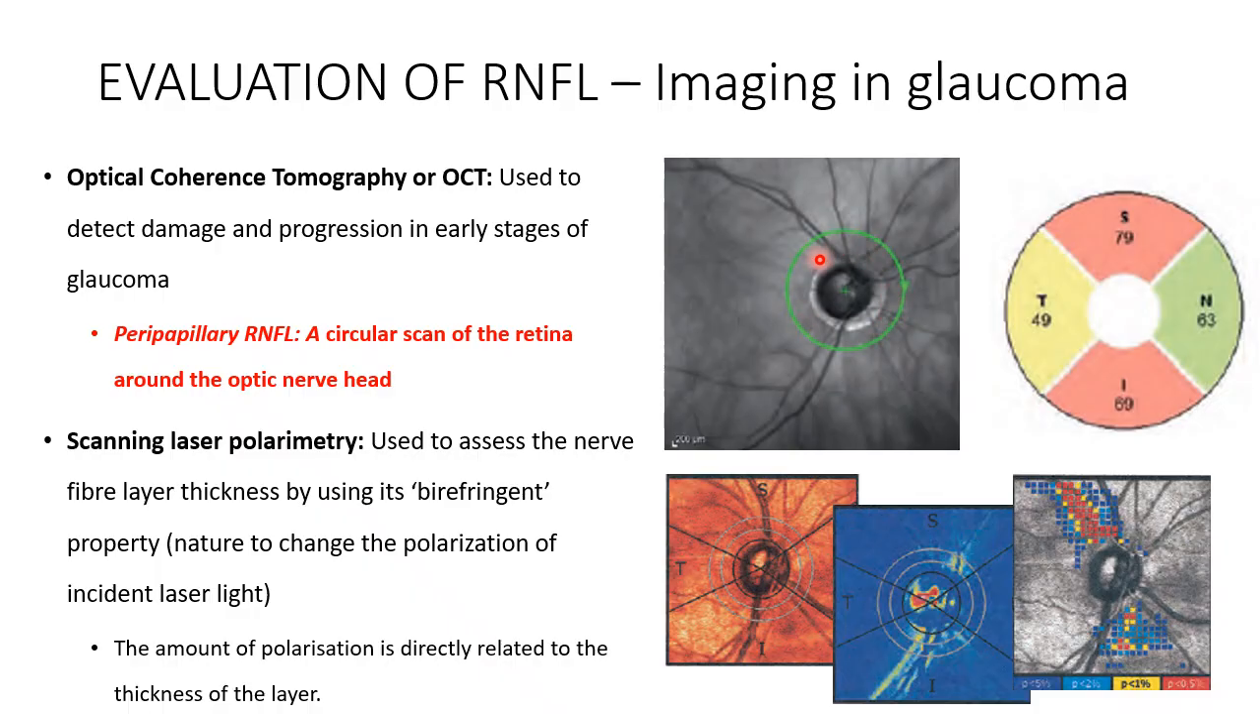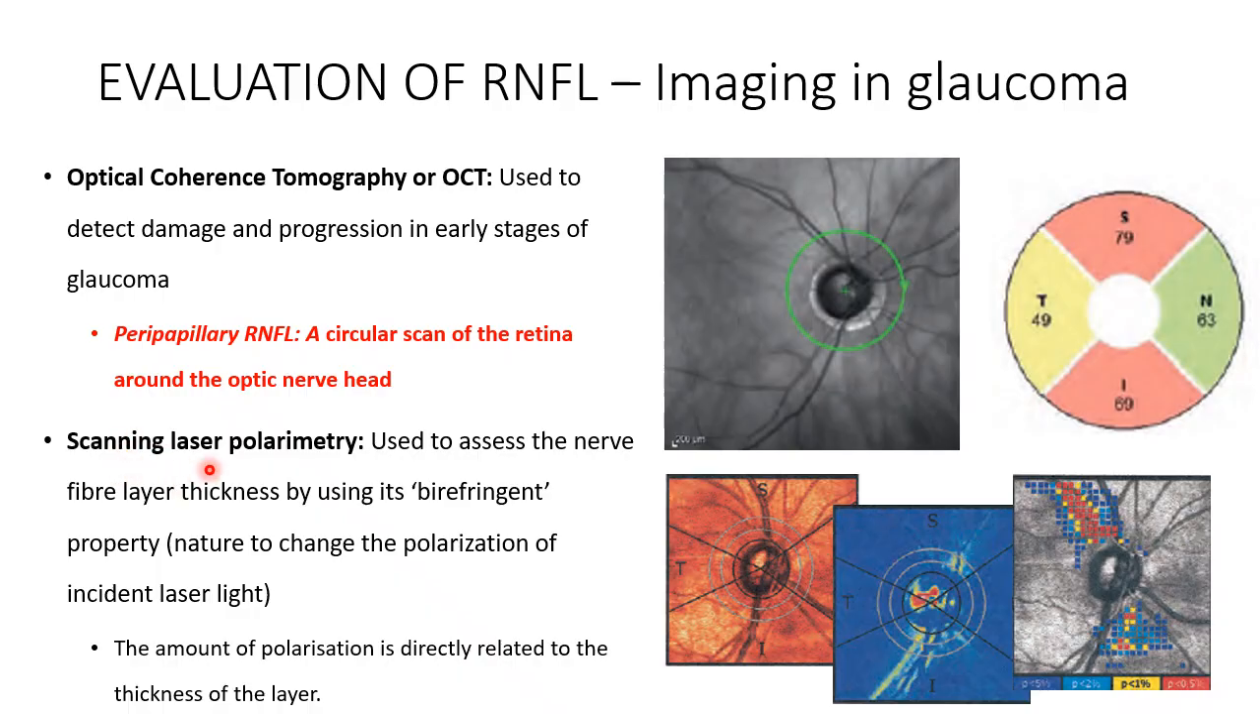Now the retinal nerve fiber layer is thickest in this region, and that is why it obtains a cross section of the nerve fiber layer at this region only, and this is known as peripapillary RNFL, right? A circular scan of the retina around the optic nerve head. It measures the thickness of this region and it gives us in the form of a map, which is like this: the red areas showing thinning, the green areas showing normal thickness.